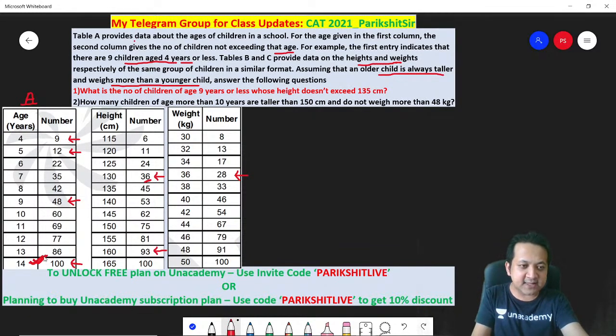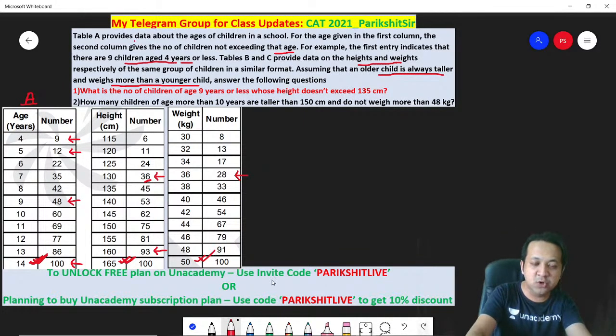So if someone is, let's say, age 14 years, his height will also be greater than 165. Similarly, his weight will also be greater than 50. Why? People who are older weigh more and are taller. So I think you get the case there.